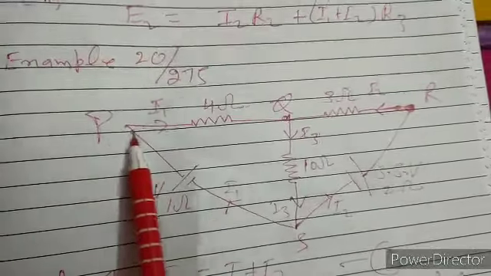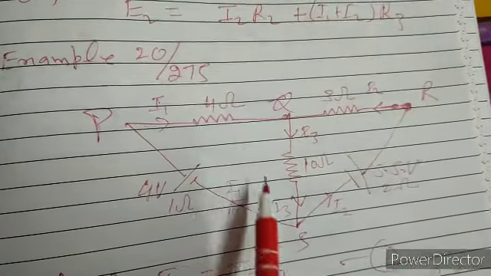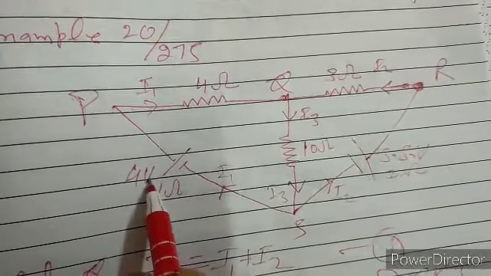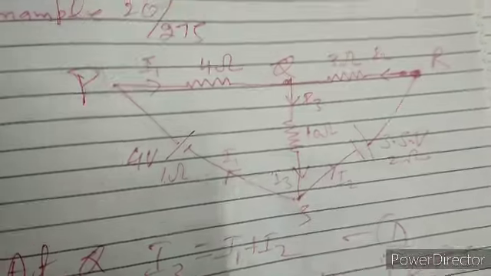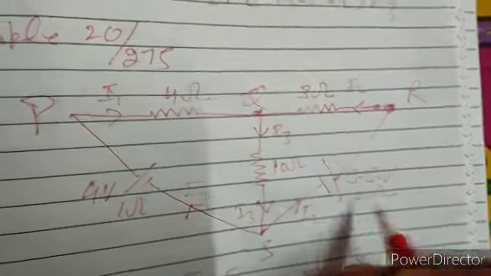In this example number 20, page number 275, this is P, Q, R, S. Now there are two batteries. This battery has a voltage of 4 volts and an internal resistance of 1 ohm. This battery has a voltage of 3.5 volts and an internal resistance of 2 ohms.